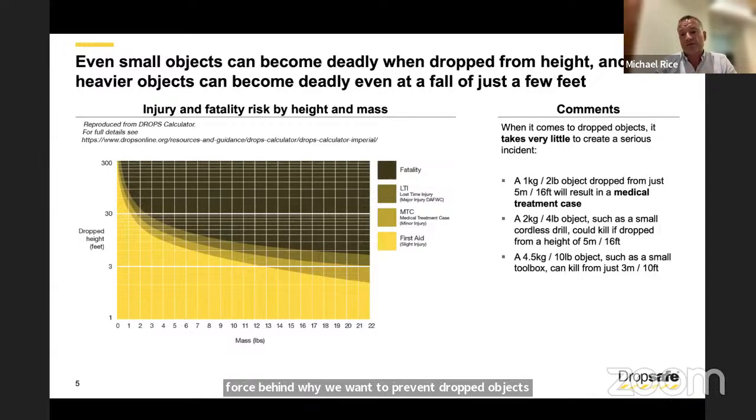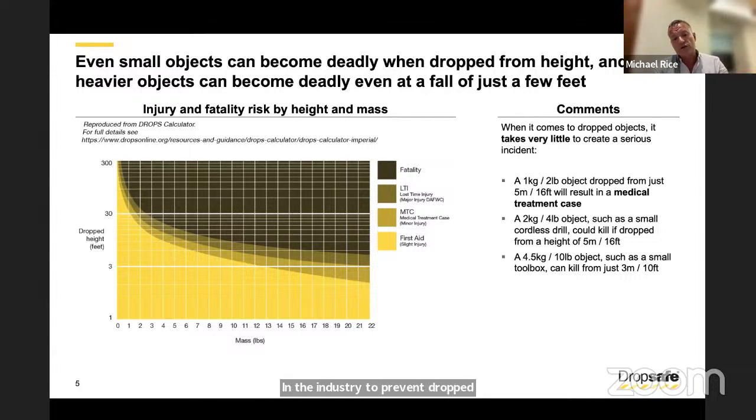So just a little bit more details about how even small objects could potentially become deadly when dropped from not even that significant a height. The graph you'll see on the left-hand side of the screen here is from Drops Online. This is a body, a steering committee that was set up 20 odd years ago in the North Sea by a lot of the operators and drilling contractors to try to establish best practice in the industry to prevent dropped objects.